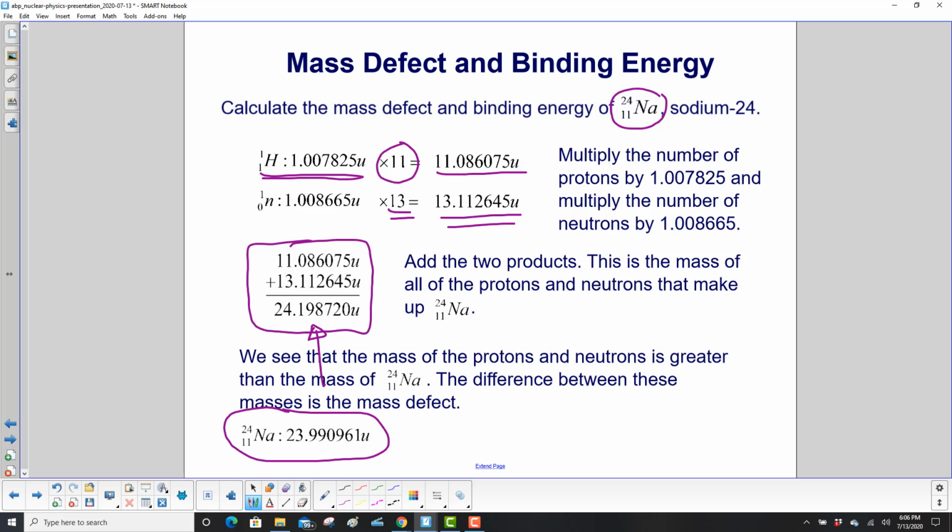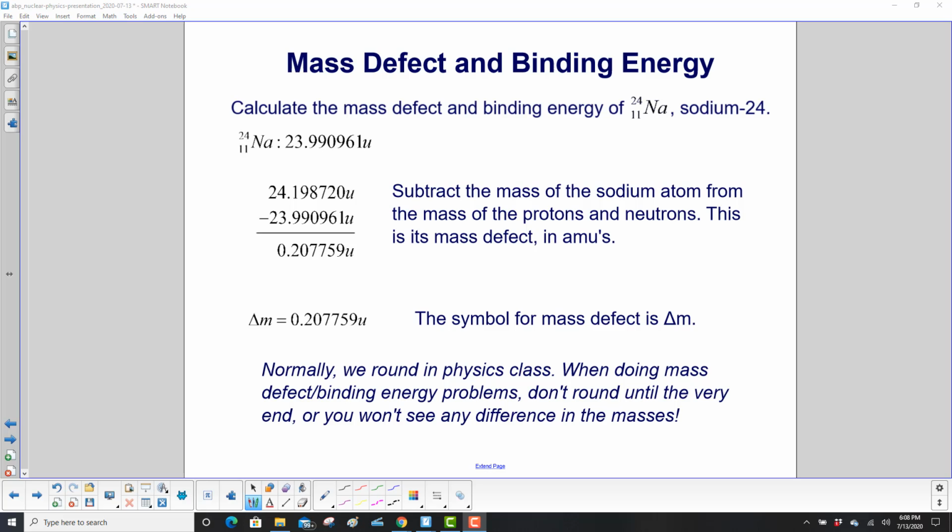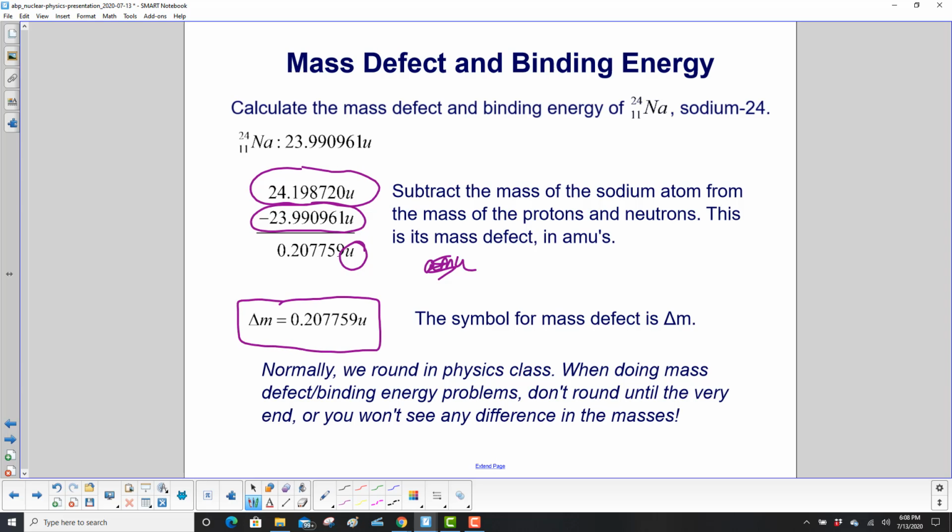The difference between these masses is the mass defect. We subtract the mass of the sodium atom from the mass of the protons and neutrons that make it up. This is the mass defect in atomic mass units, or U. They used to be abbreviated AMU a long time ago, but I guess U is shorter. The symbol for mass defect is delta M.